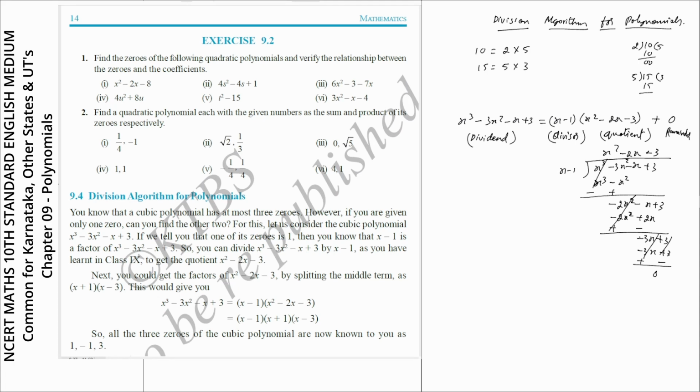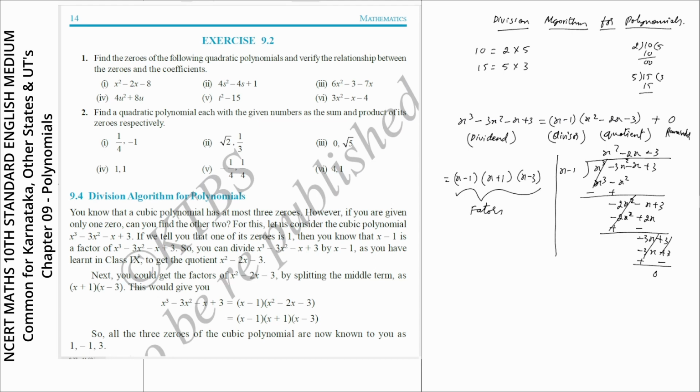Now again I can write this is equal to x minus 1. Now I can factorize x square minus 2x minus 3. If I factorize, I'll get x plus 1 and x minus 3. Therefore the factors of x cube minus 3x square minus x plus 3 are x minus 1, x plus 1 and x minus 3. So all these are factors of the given polynomial, and from the factors I can find the zeros.